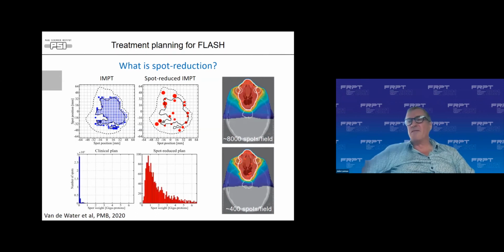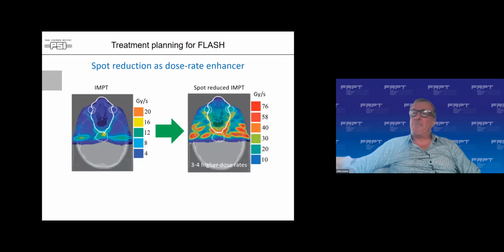Now, why is this important for flash? Well, by reducing the number of pencil beams, it means we increase the monitor units, or the number of protons, required in each pencil beam. And by increasing the protons per pencil beam, we can actually increase our beam intensity per pencil beam. So reducing the pencil beam number lets us deliver higher intensities per pencil beam, and this allows us to increase the dose rate in the plan. So this spot reduction, if you like, is a dose rate enhancer.